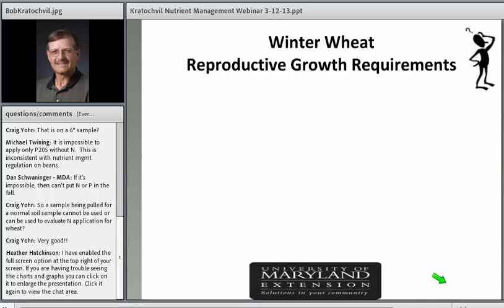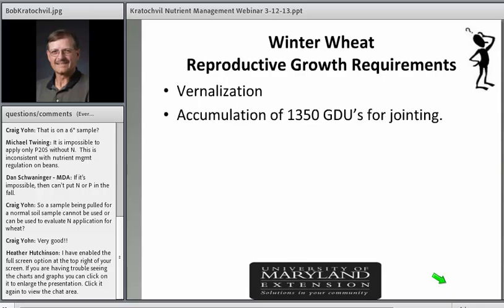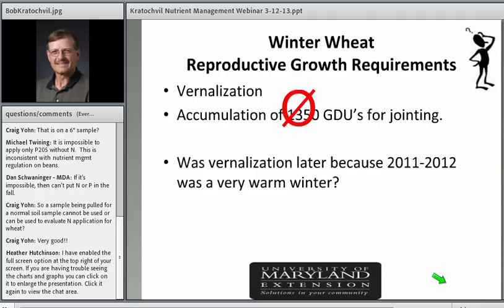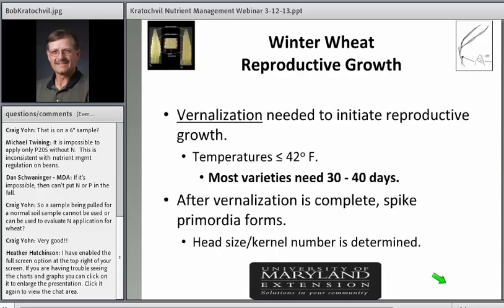All right. So I went back and started evaluating the various requirements for reproductive growth. Of course, we grow winter wheat, so it requires vernalization. I'll talk a little bit more about vernalization in a second. And the other thing was the accumulation of 1,350 GDUs for jointing, and obviously that wasn't happening. So the question was, was vernalization later because 2011-12 was a very warm winter? All right, well, what's necessary to vernalize wheat?